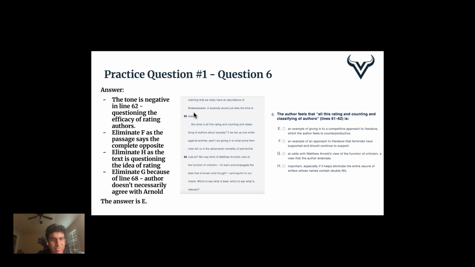So in line 62, we see that the tone is negative because we're questioning the efficacy of rating authors. Over here it says, if we set up one writer against the other, aren't we giving into what some feminists tell us is the adversarial mentality of patriarchal culture? That's a negative point of view on rating authors. So you eliminate F because the passage says the complete opposite. You eliminate H as the text is questioning the idea of rating, so this is completely unimportant.